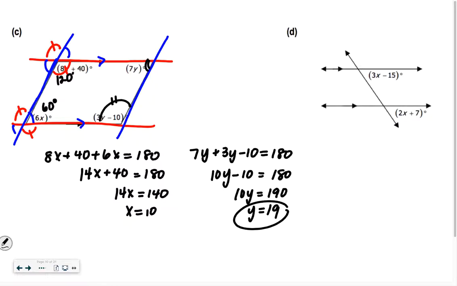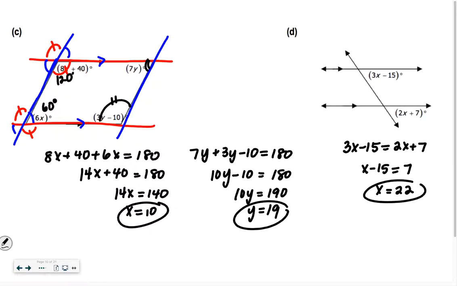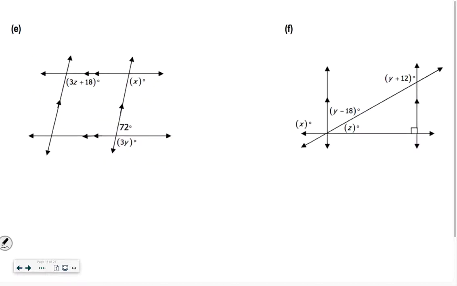All right, set up the next equation. It's an easy one. Do they add to be 180 or do they equal each other? They equal each other. So I have 3x minus 15 equals 2x plus 7. So when I subtract the 2x over, I get x minus 15 equals 7. So I get x equals 22. Easy? All right, you guys try the last two, so I'll give you a second to try them.